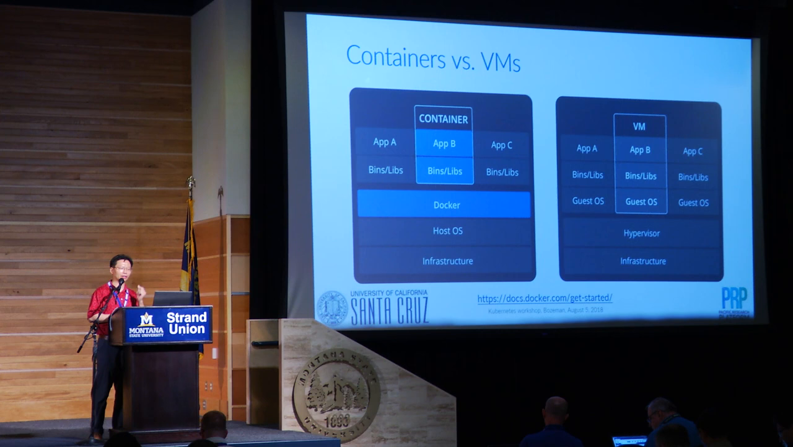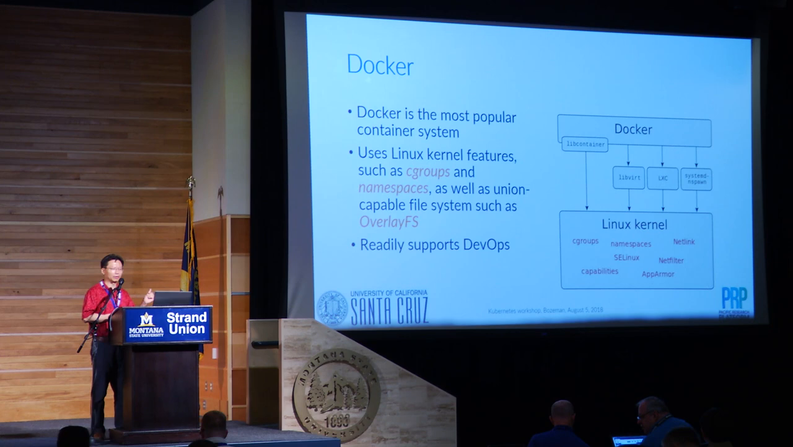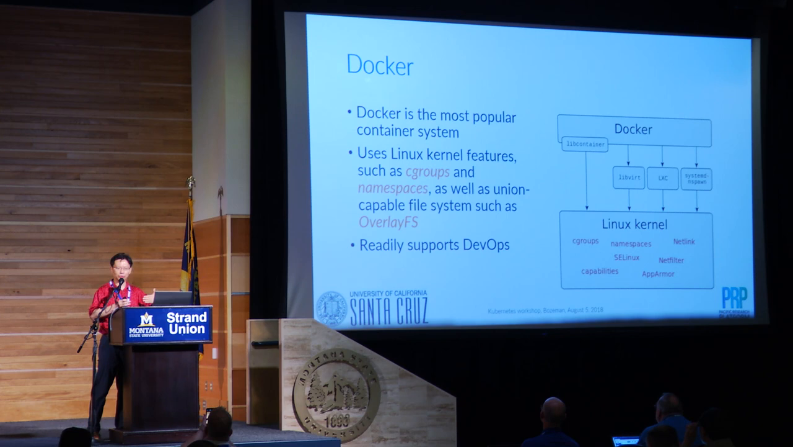Nowadays Docker is the most popular container system, which is essentially what made containers mainstream. It uses lots of kernel features unique to the Linux operating system, such as cgroups, namespaces, as well as union-capable file systems such as OverlayFS.